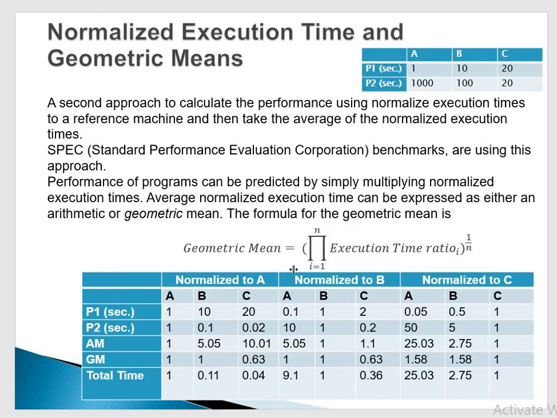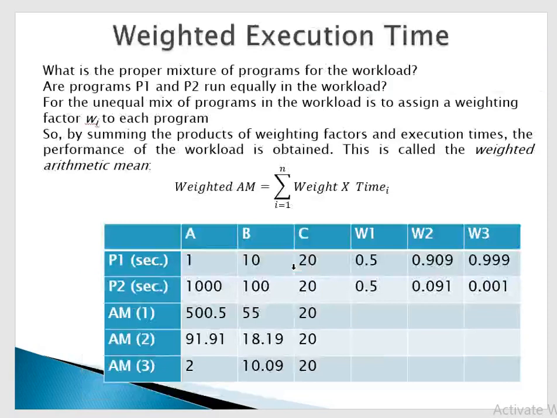So again, in the previous example, different weights were allowed. In this particular example, 3 different weights are assumed, and accordingly a set of 3 different arithmetic means were there, and from the outcome of those 3 arithmetic means, we were not able to define which machine is fastest and which machine is the slower one.